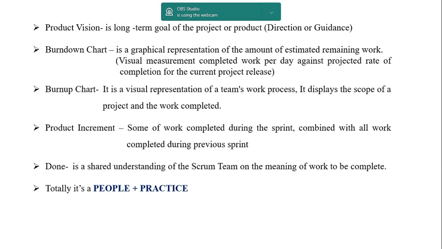Done is a shared understanding of a Scrum team on the meaning of work to be complete. As I said already, there are different teams working on it. The thing which is assigned to a particular team X, if they finish the work, they'll say done. Then Y, they'll say done. Then another team, they'll say done. Once they've all said done, it will be discussed in the stand-up meeting whether they're fulfilled or not.